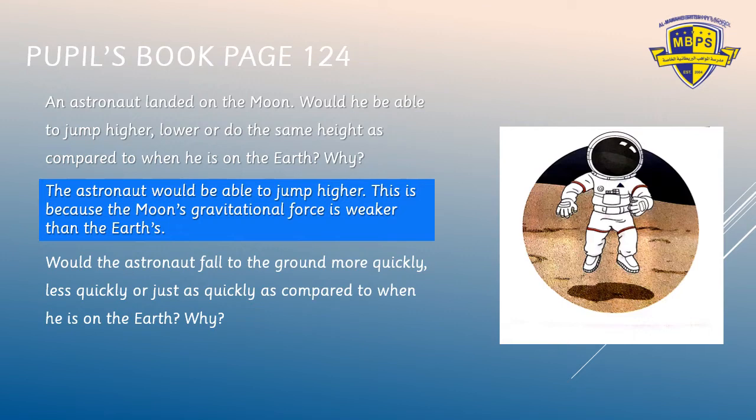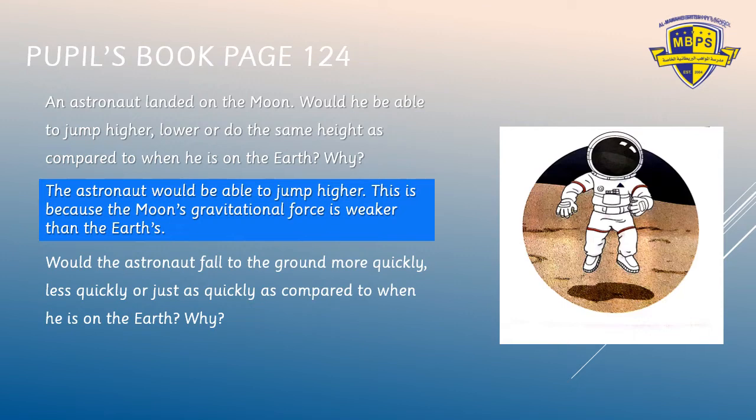The astronaut will be able to jump higher. This is because the Moon's gravitational force, or Moon's gravity, is weaker than the Earth's. Because there is less force pulling the astronaut down, he will be able to jump higher as compared to that on the Earth.